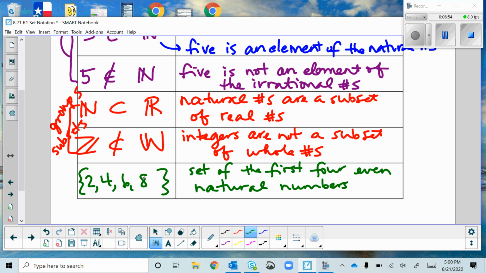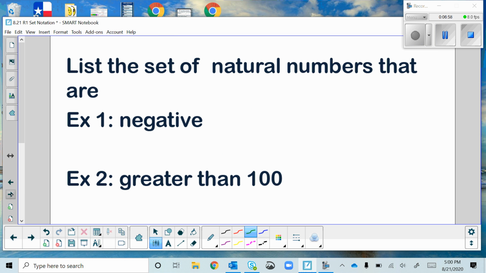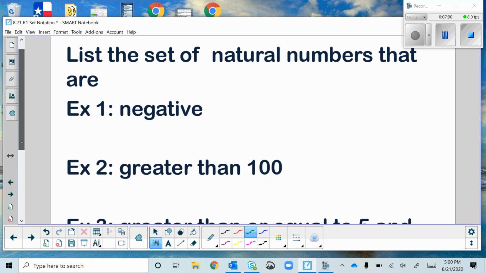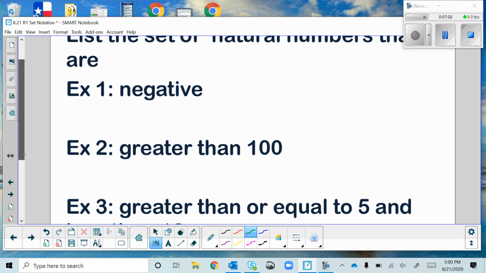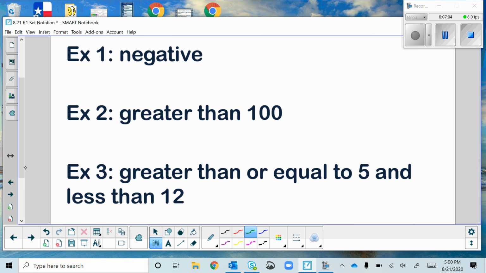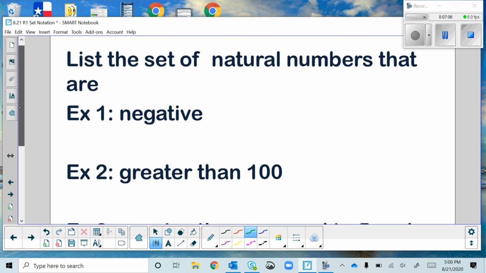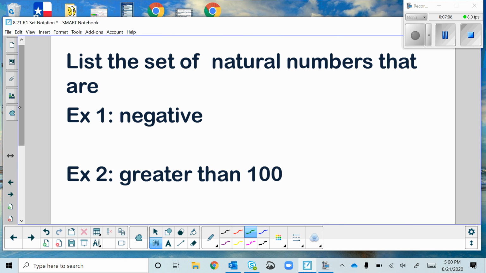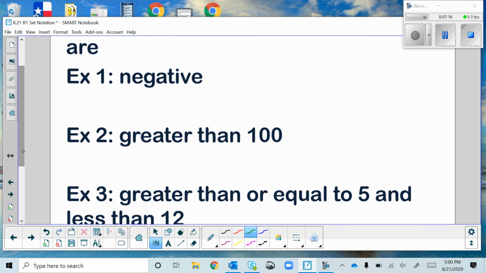So those are the symbols. We're about to do some practice problems with those. I want you to pause your video and just read. This is the bottom left section of your notes. I want you to just read it, annotate the things that it's asking you to think about, and then come back when you're ready to hear what I have to say about it. This section says, list the set of natural numbers that are, and then it gives 3 different examples.